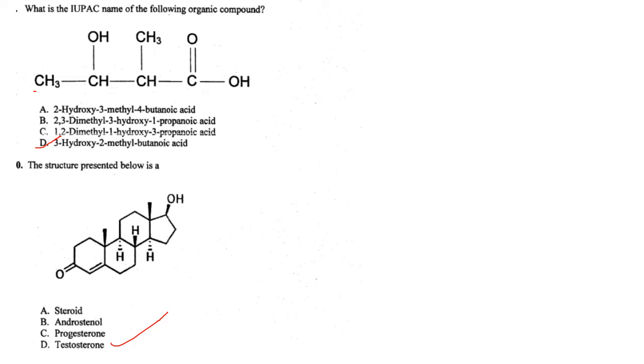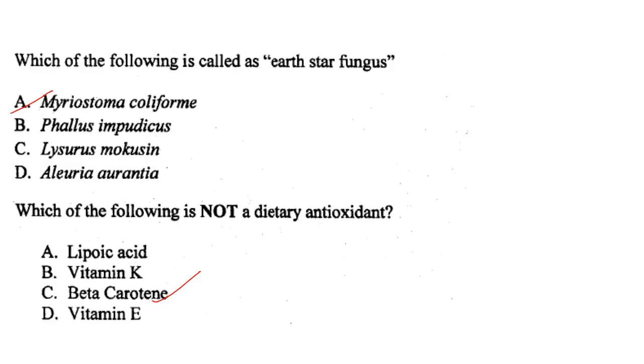Then the structure represented below is of testosterone. Answer is option B. Then next one. Which of the following is called earth star fungus? It is Myriostoma coliforme. Answer is option A.